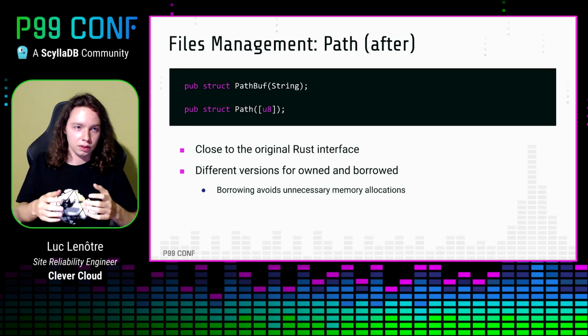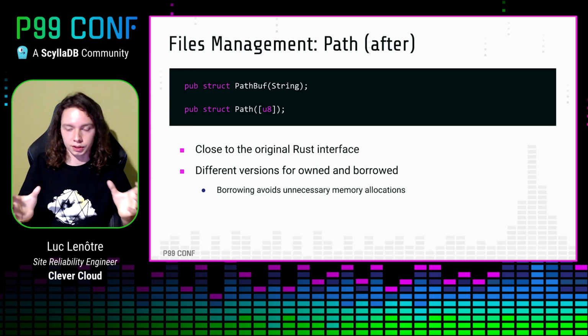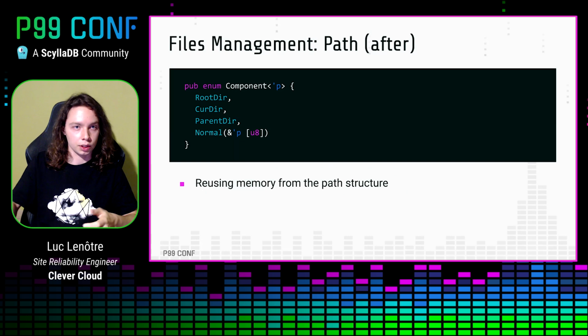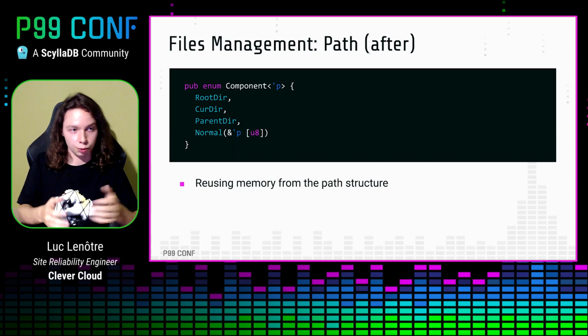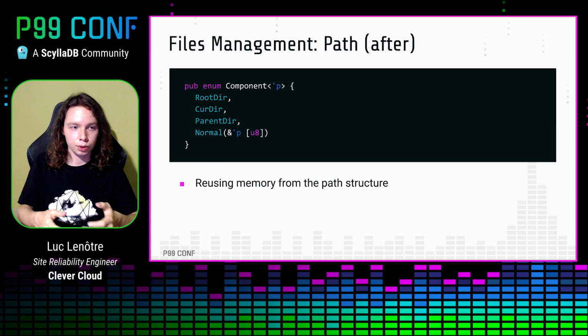And you can also see that we are just storing the path as a single block. There is no splitting, so it's less memory allocations. But if we need to split the path, we can just use this enumeration, which can be returned from an iterator, for example. And as you can see, it's also borrowing the memory from the path. So you are also not making a memory allocation unless you need it.